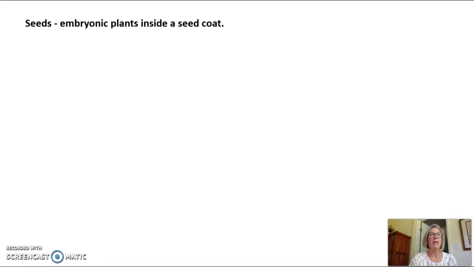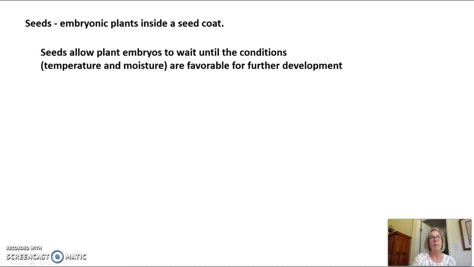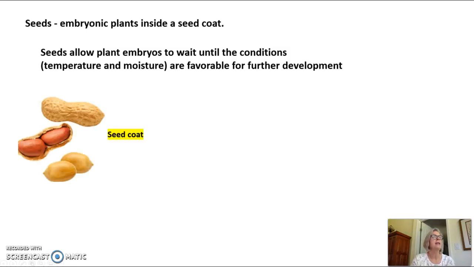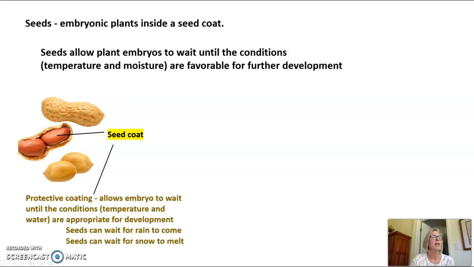Now, seeds were the other major adaptation. Seeds are actually embryonic plants inside a seed coat. Seeds allow embryos to wait until conditions like temperature and moisture are favorable for further development. So let's look at a seed. What I have here is a peanut, which is, of course, a plant seed. On the very outside, you have the shell, and inside the shell of this peanut are two seeds. On the outside of the seeds, we have what's called a seed coat, which is a protective layer, and it allows the embryo to wait until the conditions like temperature and water are appropriate for development.